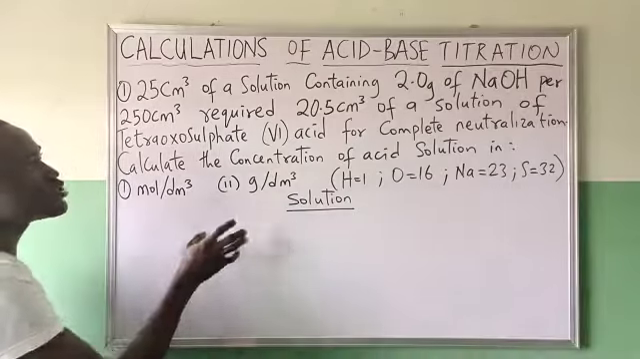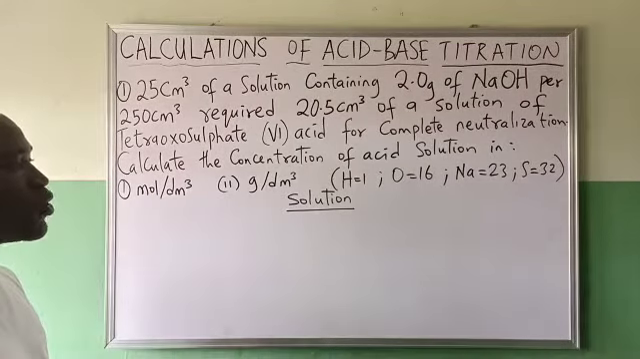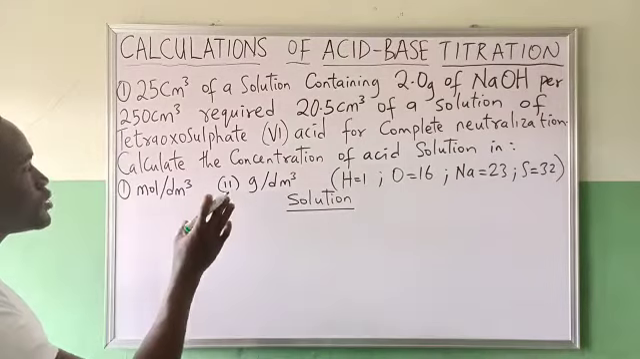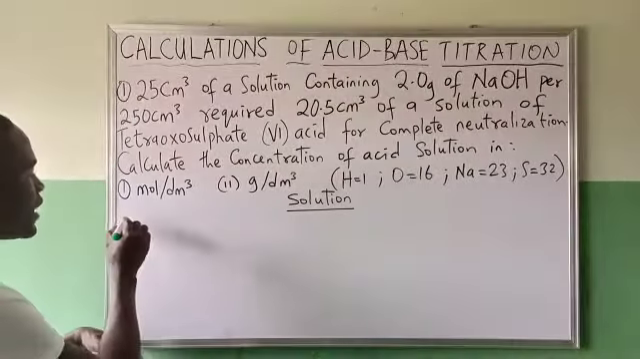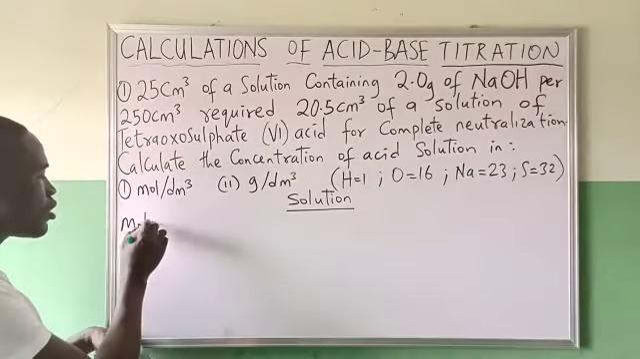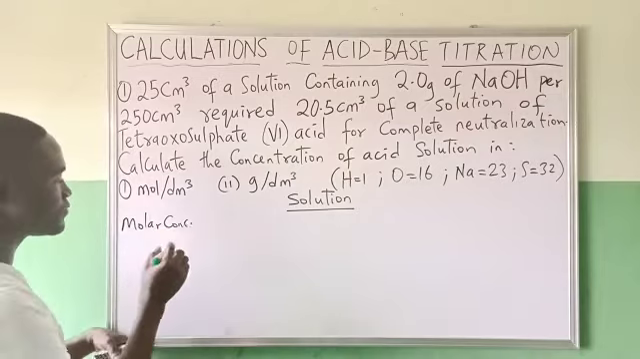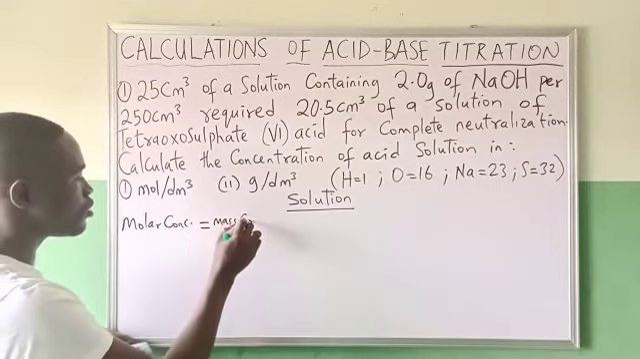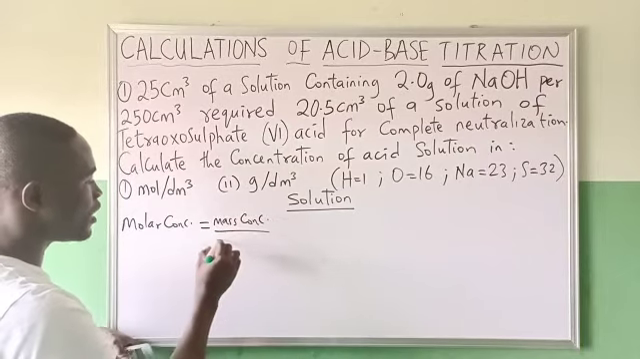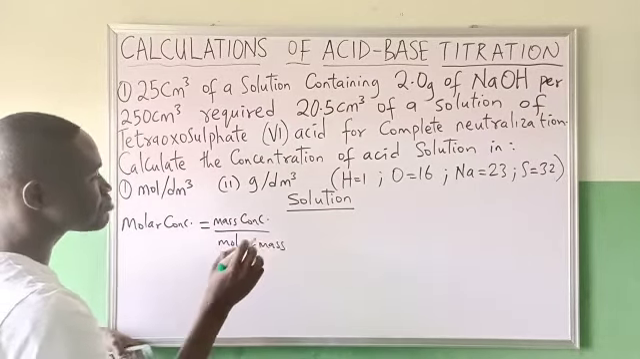For you to solve questions on acid-base titration, there are many formulas that you can use at one point or the other. One of the formulas is that molar concentration of any substance is equal to mass concentration over molar mass.